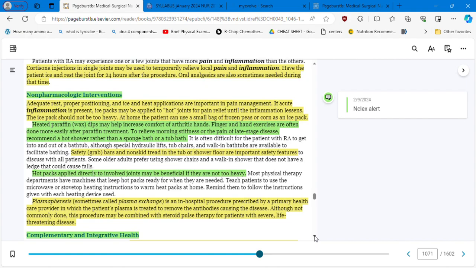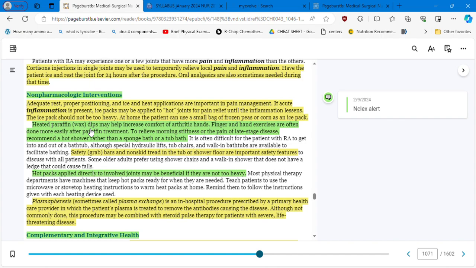Non-pharmacologic interventions, adequate rest, proper positioning, and ice and heat applications are important in pain management, right? So it's kind of the RICE protocol with the heat applications, extra care. If acute inflammation is present, ice packs may be applied to hot joints for pain relief until the inflammation lessens. The ice pack should not be too heavy. At home, the patient can use a small bag of frozen peas or corn as an ice pack.